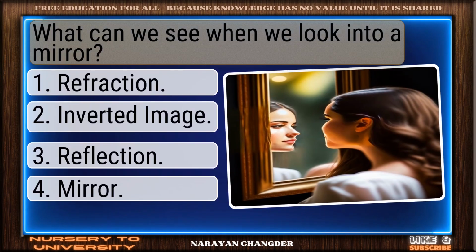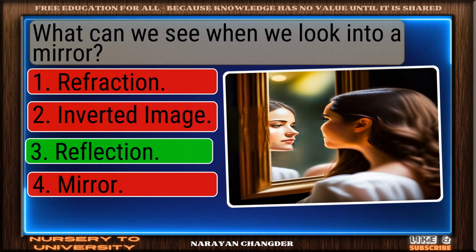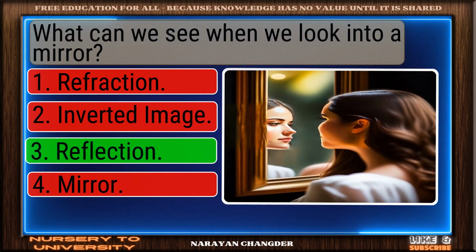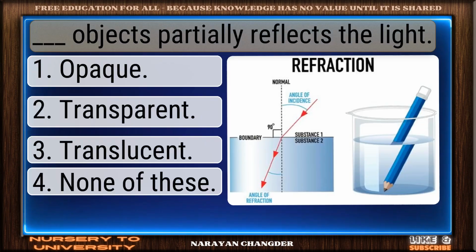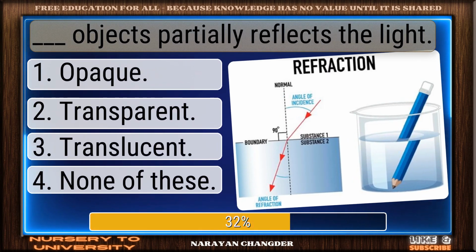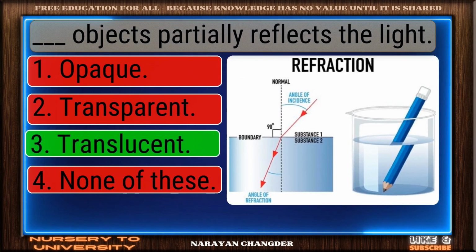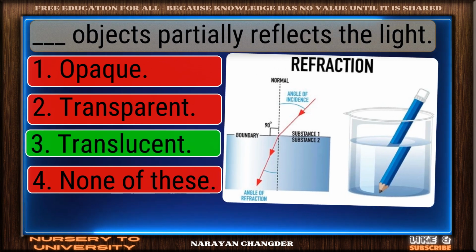What can we see when we look into a mirror? Nice work. You chose reflection and it is correct. Dash objects partially reflect the light. On track. Translucent is the correct answer.